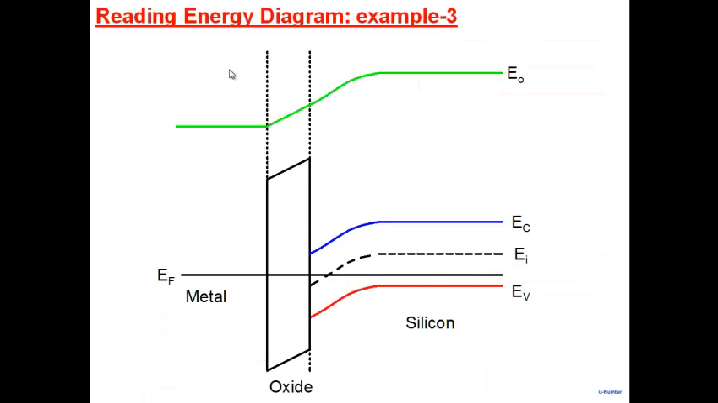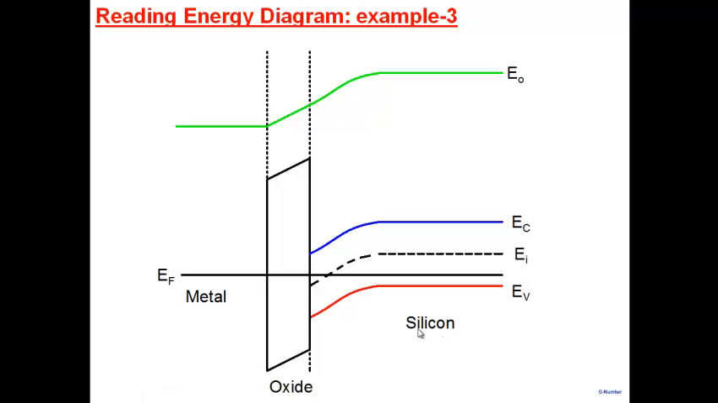So let's take this energy diagram here. Now that we know how to handle metal here, this is now interesting. I have a metal here. Metal on this side. I have oxide, silicon dioxide, which is an insulator. And I have silicon here. Okay. I have silicon here.